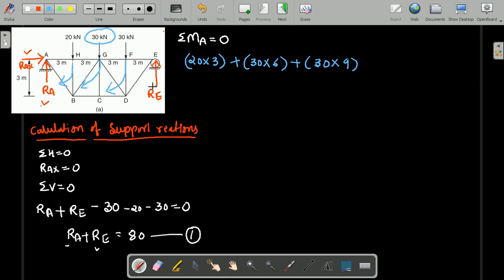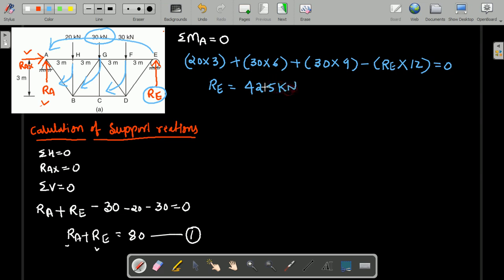Next, another force is there, the support reaction Re. What is the moment of Re about point A? Just observe the figure. Re into 12, and to reach point A it should come in the anti-clockwise direction, therefore it is negative, and this is equal to 0. In the entire equation only Re is unknown. By simplifying we get the value of Re, that is 42.5 kilonewton.